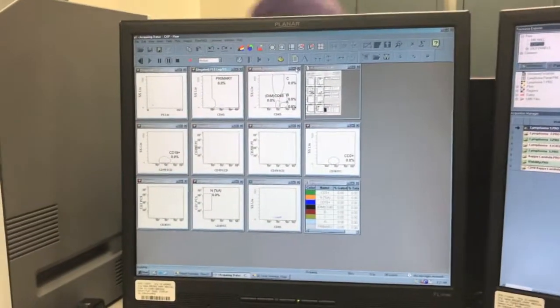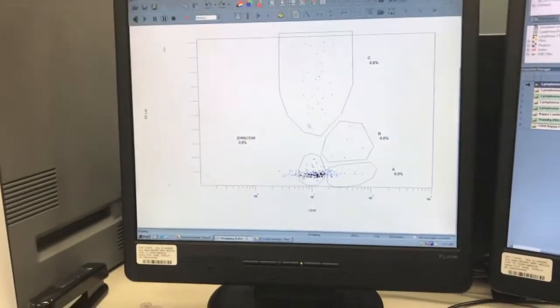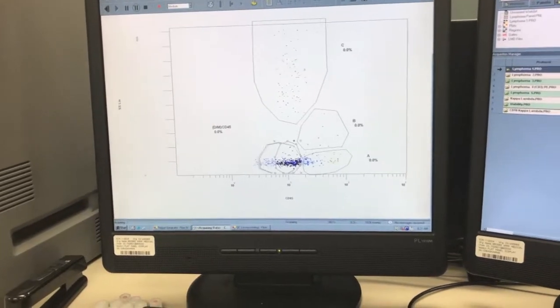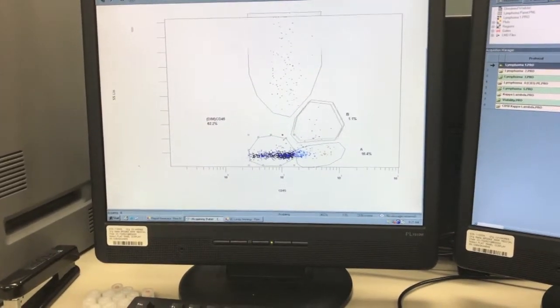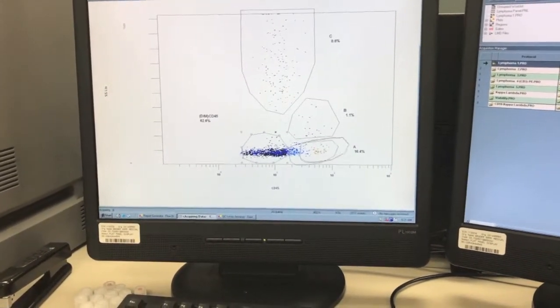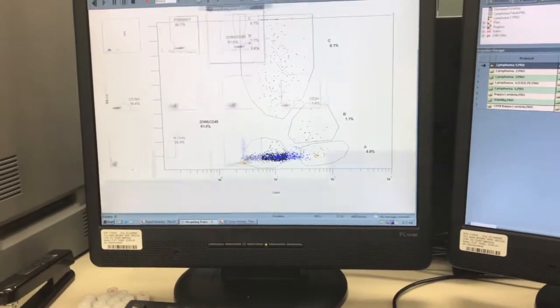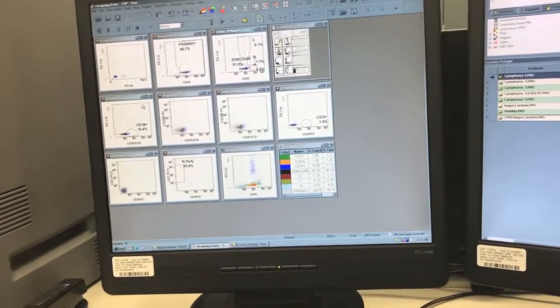So this is a lymphoma panel, tube number 1, and as you can see, I'm now moving the gates for the DIM45, the monocyte tube, and now the lymphocytes. So this patient has follicular lymphoma.